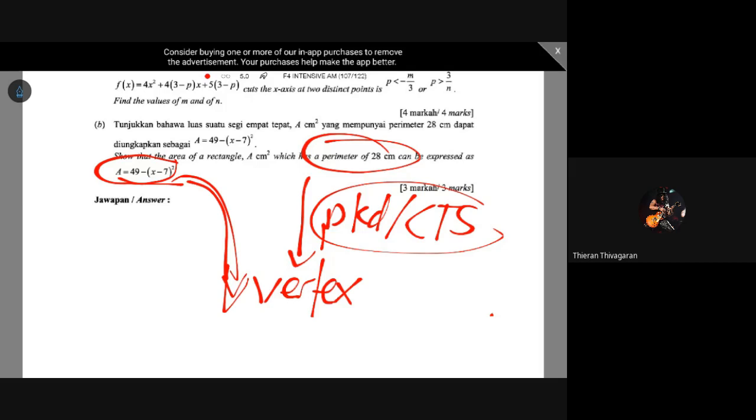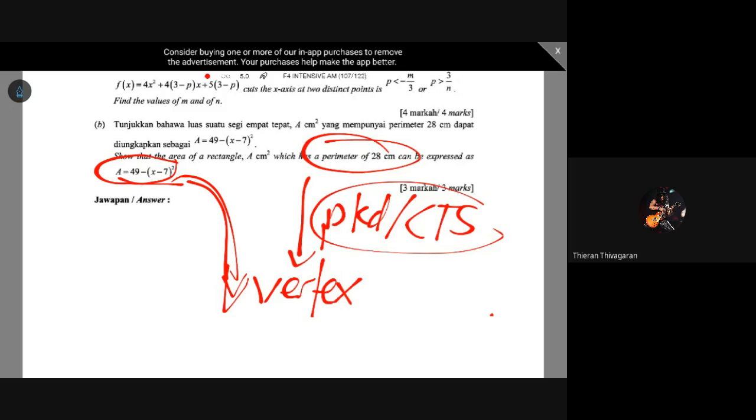And what is the area of rectangle, guys? Can you express the area of rectangle for me? Cuba ungkapkan guna X dan Y. What will be the answer? Ya, XY. So, kamu boleh nampak tak? Kamu boleh guna kaedah persamaan serentak kat sini. You can use a simultaneous equation over here.